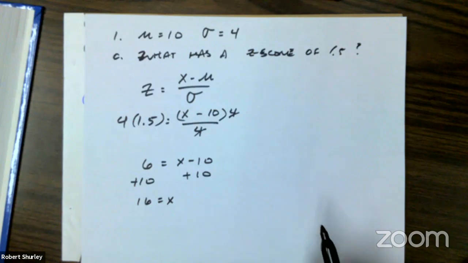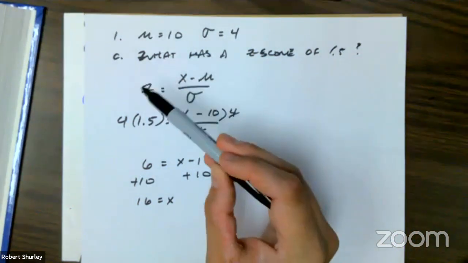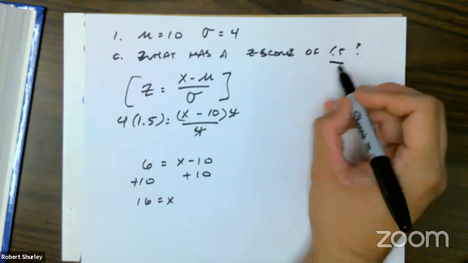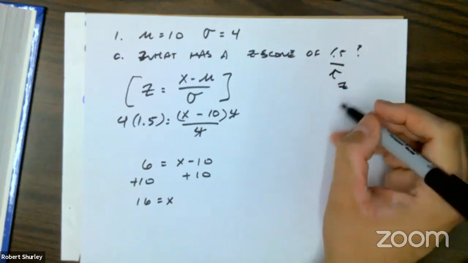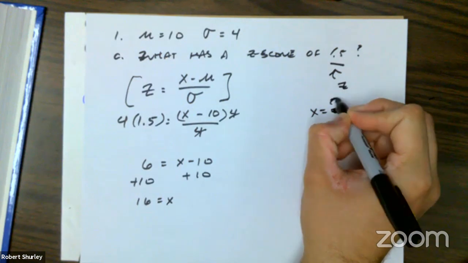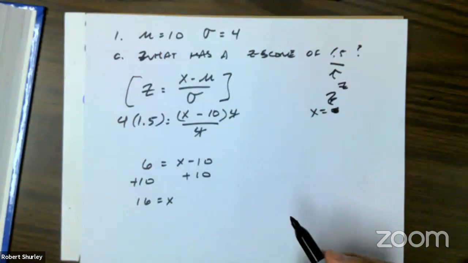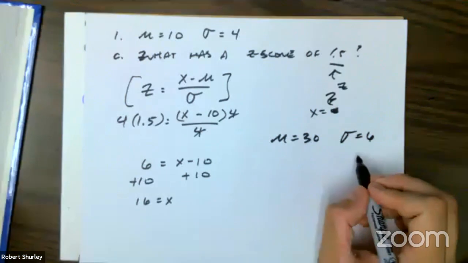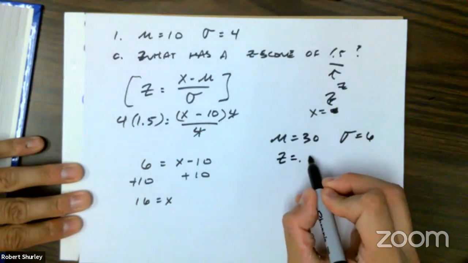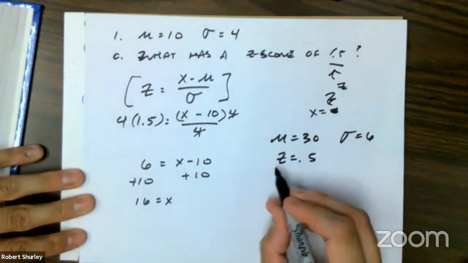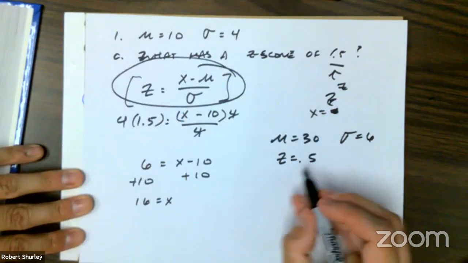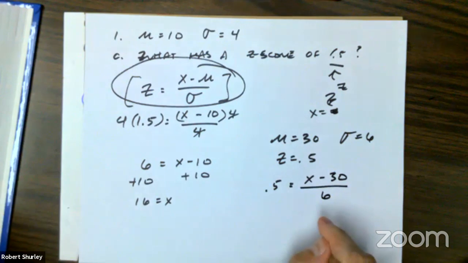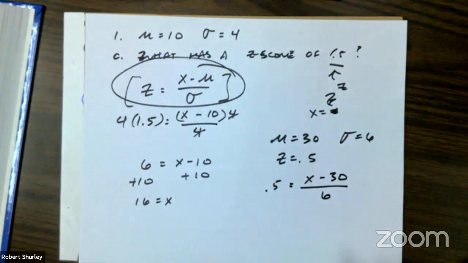I know I zoomed through that, but really, Lori, all you have to do is take this equation and plug in what you know. This is the z, and for this question, the x is the unknown value. So let's do number 2. The mu is 30 and the standard deviation is 6, and they give us the z-score of 0.5. If we plug that into the equation, it's 0.5 equals x minus 30 over 6. And then you just solve it out.